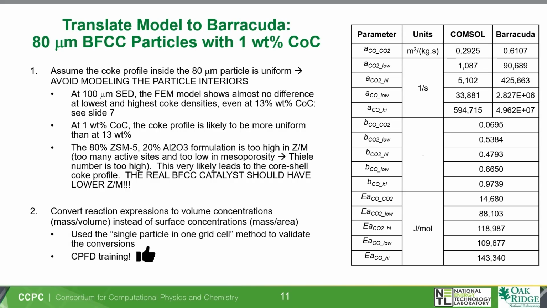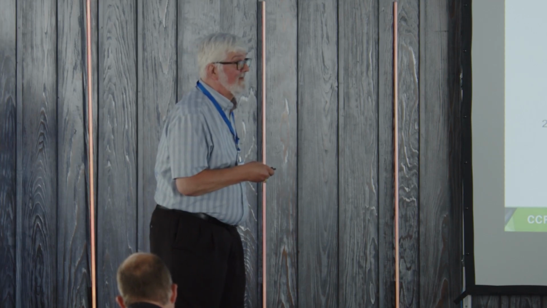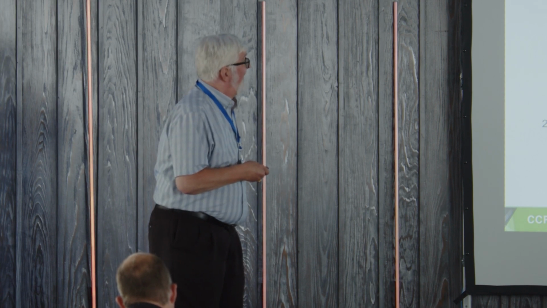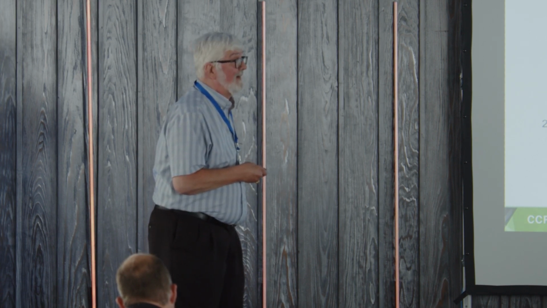So the first assumption to be made is that the coke profile inside the particles is uniform, so we're not going to try to model the particle interiors, okay? Why do I rationalize that? Number one, because our data already shows us at small particle sizes, the FEM model shows almost no difference at the lowest high coke densities, even at high carbon on catalyst, okay? At 1%, one would argue it's probably going to be more uniform than going all the way to 13%.